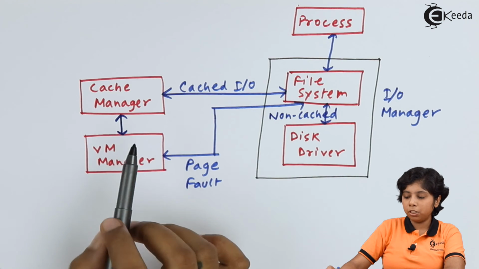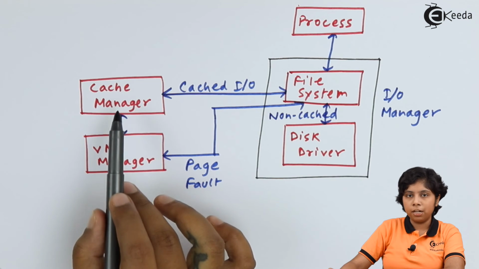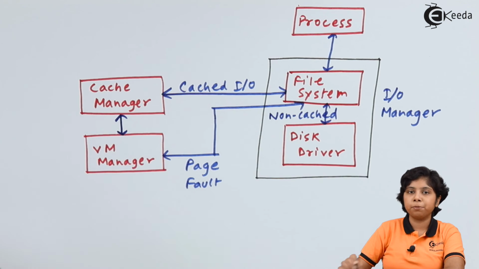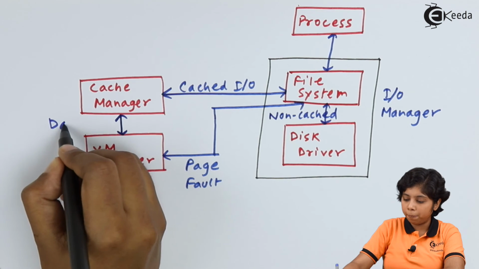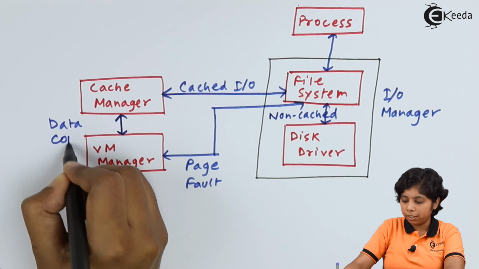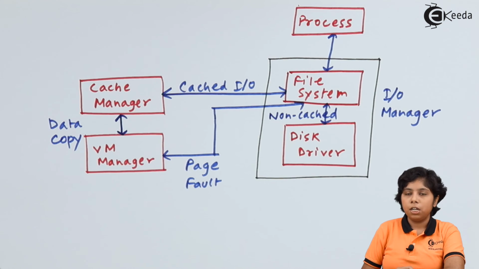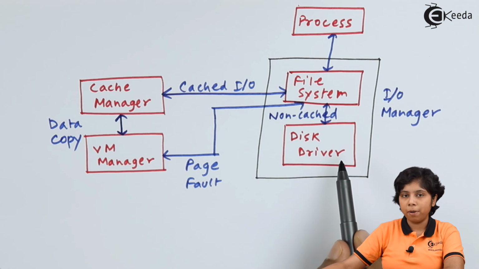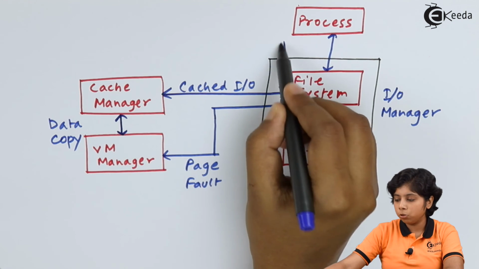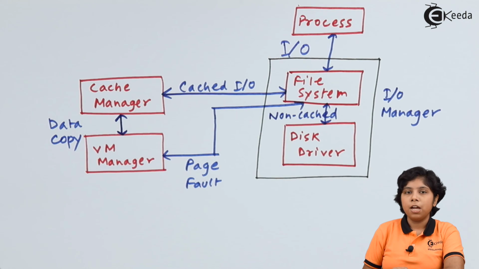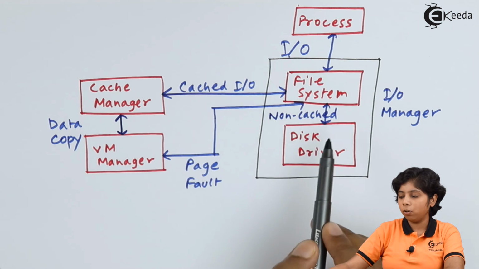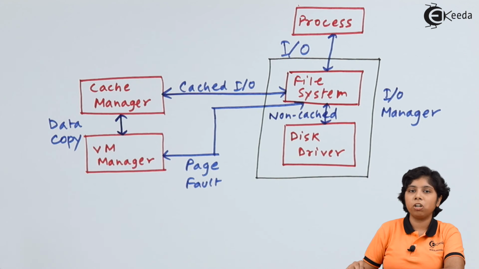And the virtual memory manager also caches the data for the virtual memory to the actual physical memory address space. So the operation is data copied between these two managers. Now when the process interacts with the IO manager, it is doing the actual IO processes. In this way, cached IO, non-cached IO, page fault and data copy are related within the IO manager.